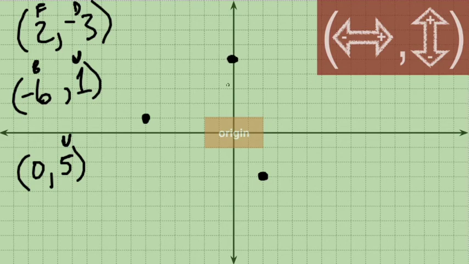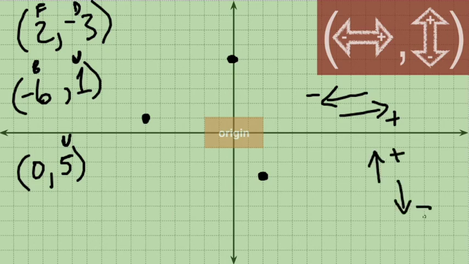It all comes from asking the right questions. First question, am I going left, negative, or right, positive? Second question, am I going up, positive, or down, negative? Always in that order. That's why these are called ordered pairs.